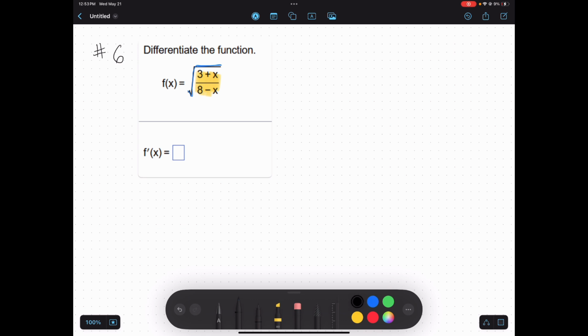I can rewrite this as 3 plus x over 8 minus x all raised to the 1/2. Right, and there I can see a little bit more clearly how I have an inside function and an outside function, which means I'm going to be using chain rule. My outside function is, of course, just this u to the 1/2, and my inside function, if I think about what u is, is this 3 plus x over 8 minus x. So there's my inside function and my outside function.